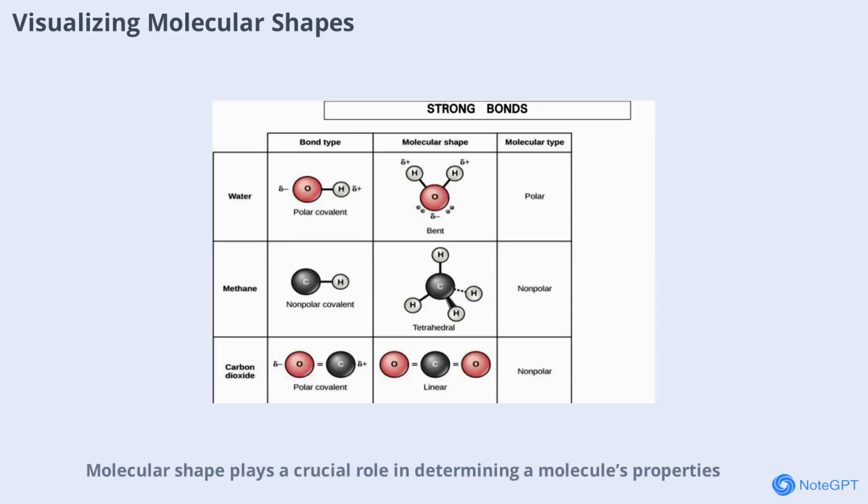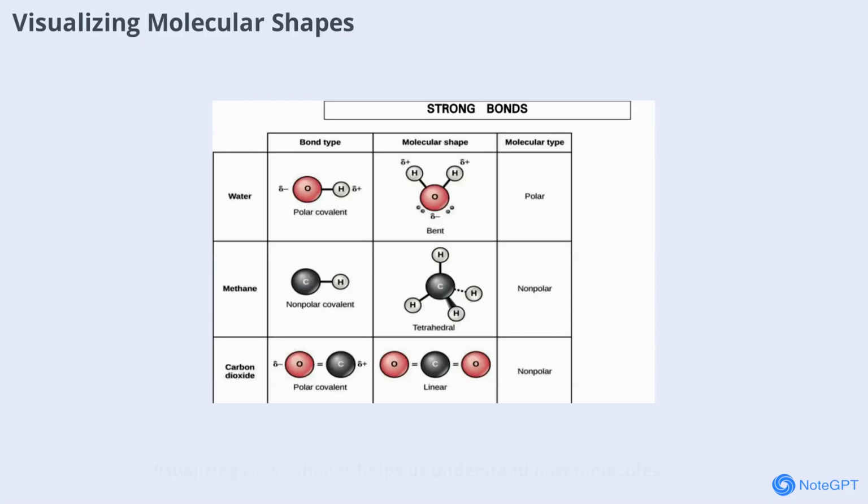Molecular shape plays a crucial role in determining a molecule's properties. For example, the bent shape of water leads to its polarity, while the linear shape of carbon dioxide results in a nonpolar molecule. Visualizing these shapes helps us understand how molecules interact with each other and with their environment. The three-dimensional arrangement of atoms affects everything from boiling point to biological function.